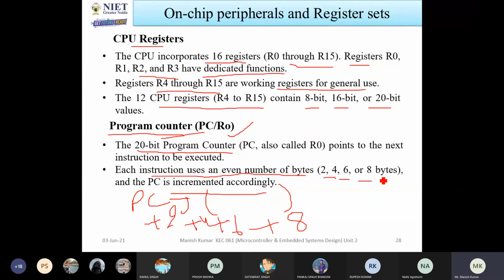So only you can take that. It will take even address of the line. Okay.